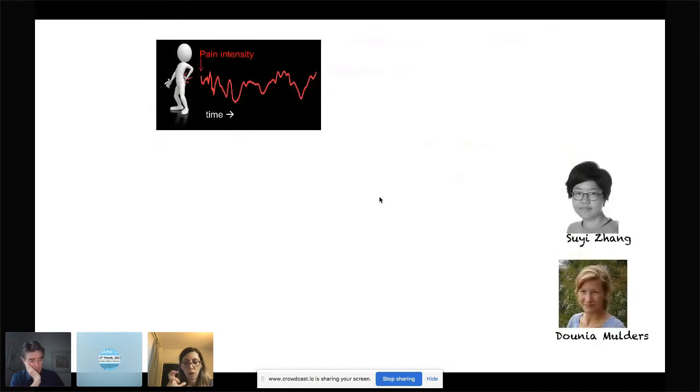In my work, I'm particularly interested in temporal inferences, so inferences of how pain changes over time. We already saw in Yoon's talk that pain tends to vary massively over time. And what we can ask is how the brain makes sense of these fluctuations, whether it extracts regularities to learn and predict what will happen next.